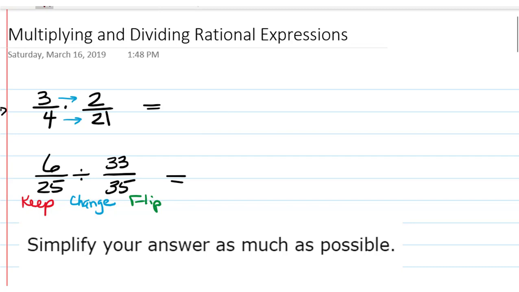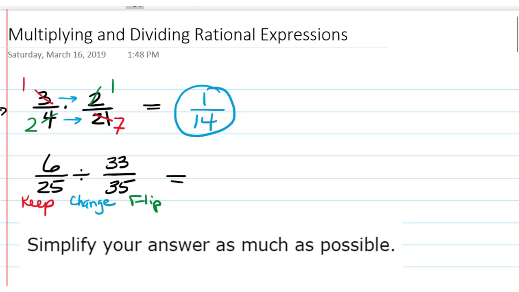What I mean by that is 3 has a common factor with 21. And so we go ahead and say 3 goes into 3 once, 3 goes into 21 7 times. And similarly, 4 and 2 have a common factor of 2. 2 goes into 2 once, 2 goes into 4 twice. Then multiply across. 1 times 1 is 1, and 2 times 7 is 14. And this fraction's already in lowest terms, so we don't have to reduce any further.